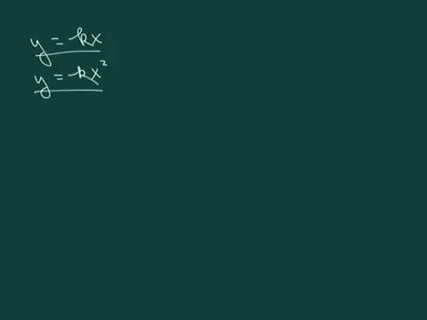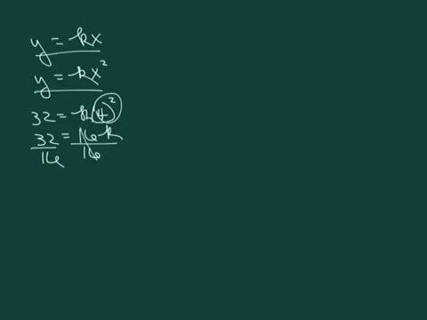When x is 4, y is 32. So that gave me enough information to find k. So 32 equals 4 times 4, which is 16. Divide by 16, divide by 16. K then is 32 over 16, which is 2.